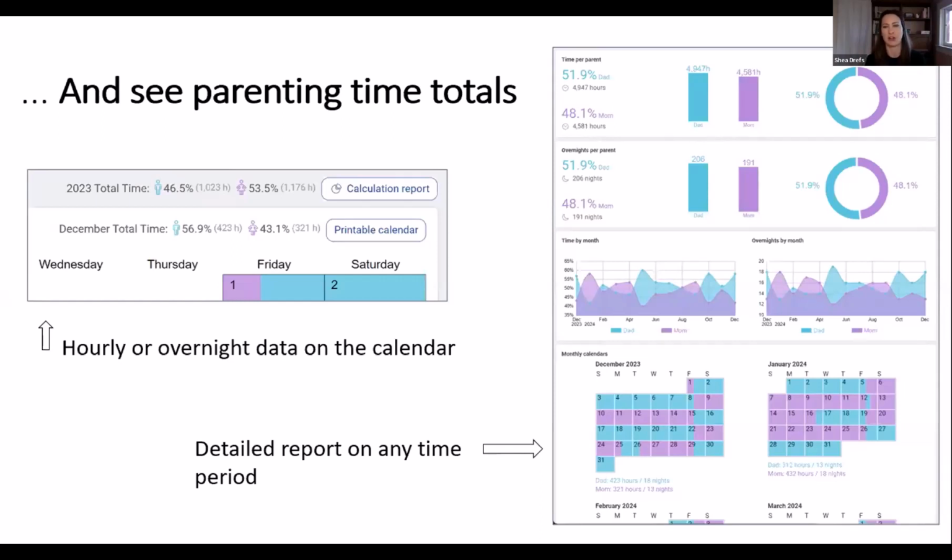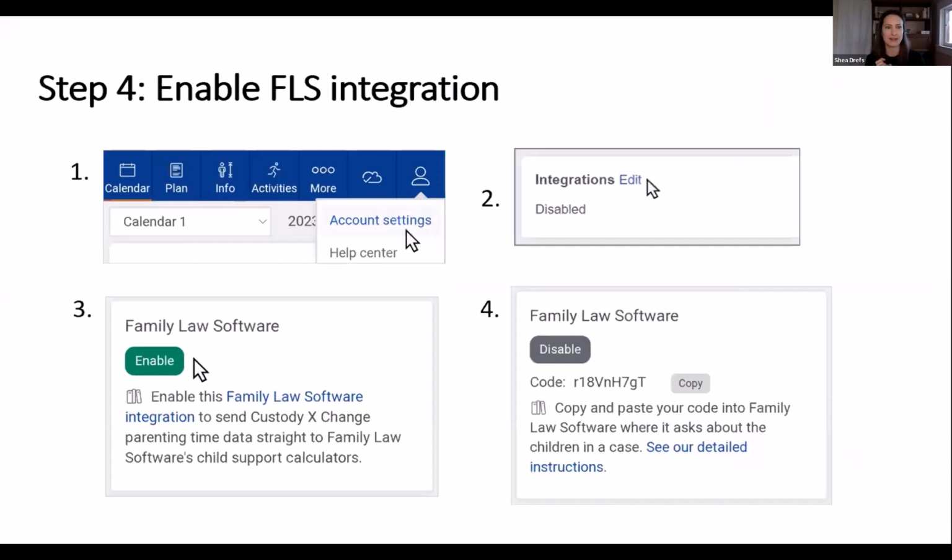Then my image on the right is just a more detailed view. You can get this calculation report, and that's helpful to show a judge or to take to mediation. But what we want for our child support calculation is just that simple number of how much time is parent one getting and how much time is parent two getting. That's what we're going to send over to Family Law Software.